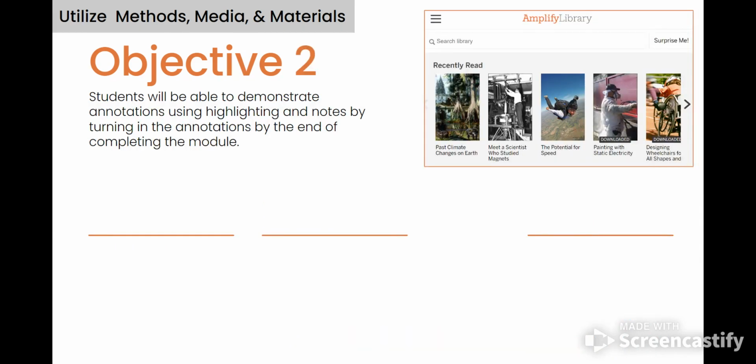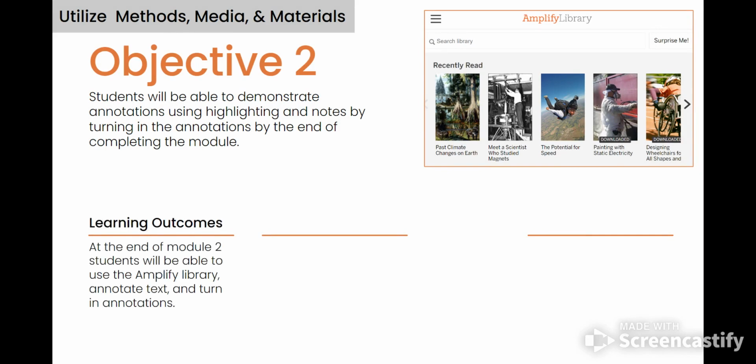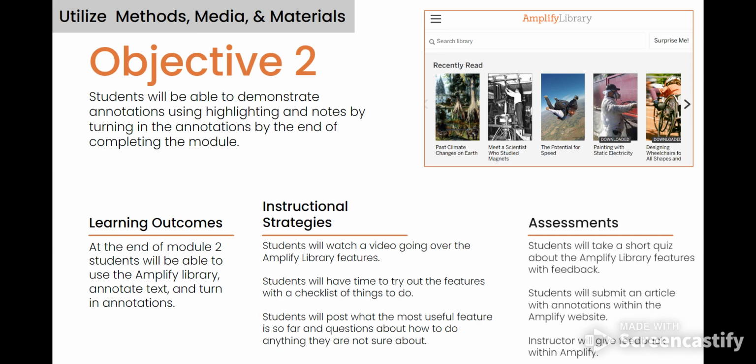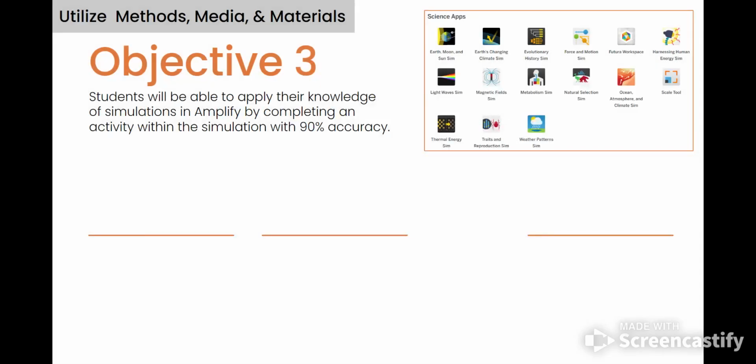For objective 2, we have a learning outcome and instructional strategies of how the students will learn to annotate, making sure they check off certain features that they know how to use, and again, posting feedback to other students about that, and then taking an assessment where they actually need to annotate a text and submit it in Amplify to show that they can do it.